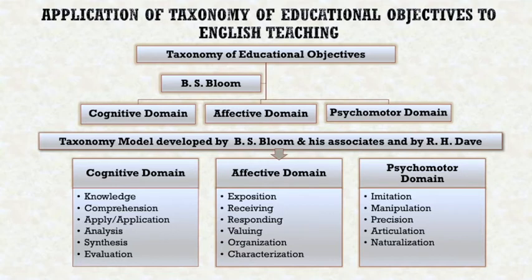Number sixth level, evaluation, that is related to making judgments about knowledge, making decisions and supporting views. The observable verbs that can be used under this category are to evaluate, to assess, to compare, to choose. In the same manner, in the affective and psychomotor domains, the related observable verbs can be used for each level.